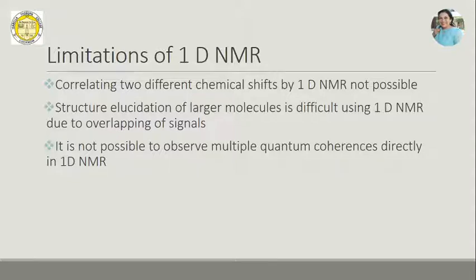You must have seen that we had second order spectra and then we utilized many different ways to simplify them. Thus, if the molecule is large, like in the case of proteins, it becomes very difficult to elucidate structures of big molecules like proteins and drugs. And it is not possible to observe multiple quantum coherence directly in 1D NMR. Now, this is beyond the scope of your syllabus, but I will be touching upon it when I talk about heteronuclear 2D NMR.